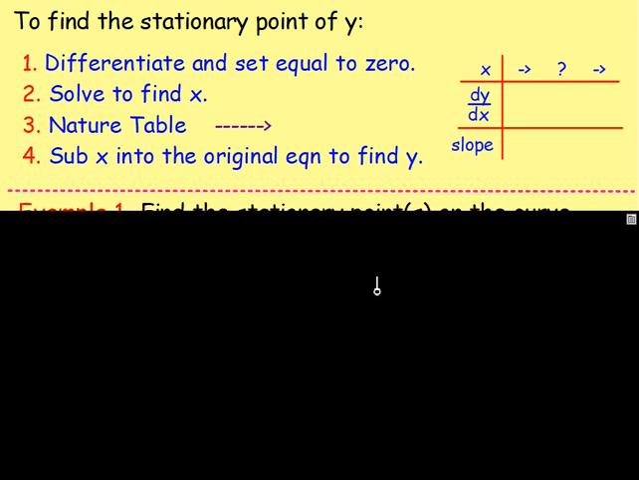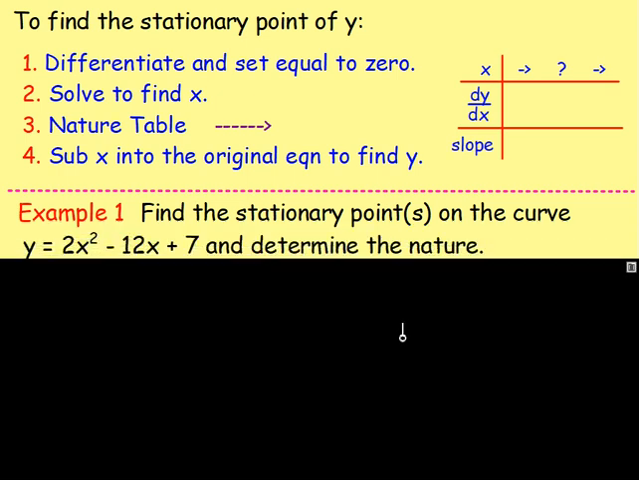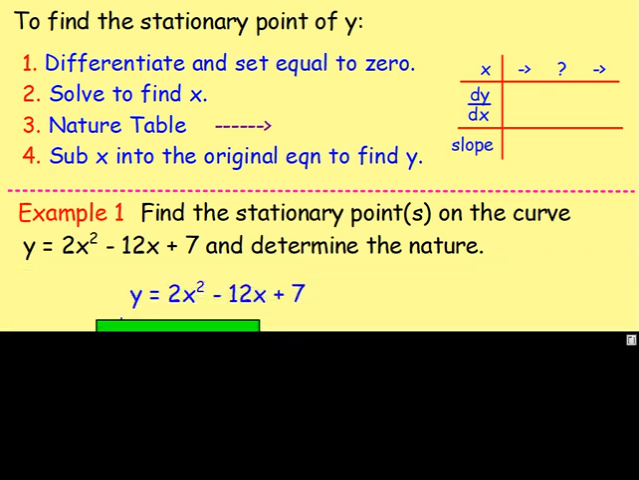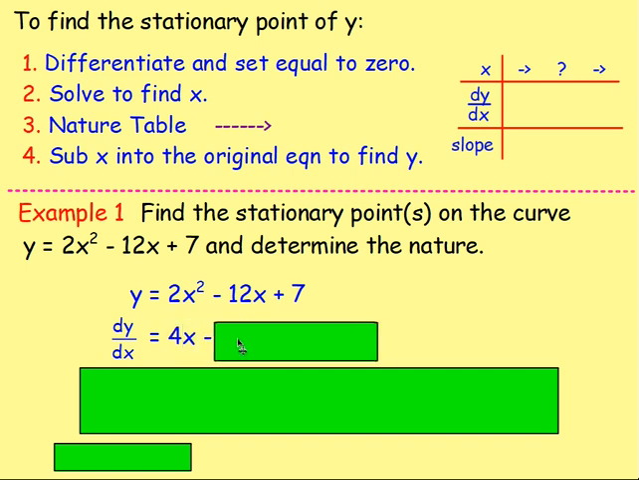So let's go into example number 1. Find the stationary point or points on the curve y equals 2x squared minus 12x plus 7 and determine the nature. So for this, the first thing you want to do to get a stationary point is differentiate. X is not in the bottom of a fraction, there's no square roots, so we can differentiate to get dy by dx. If you differentiate that, you'll end up with 4x minus 12.